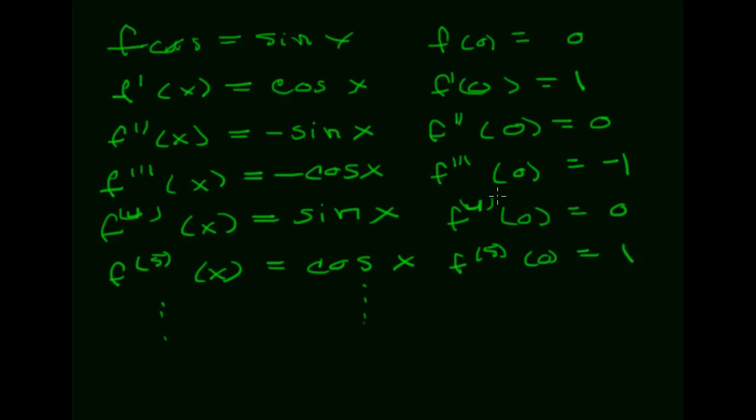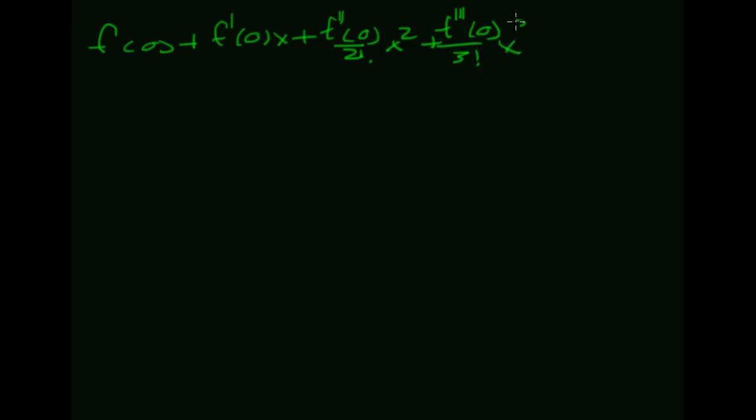Okay, so let's actually build the series that comes out of this. For a Maclaurin series, we should have f of 0 plus f prime of 0 x plus f double prime of 0 over 2 factorial x squared plus f triple prime of 0 over 3 factorial x cubed plus so forth and so on, right? So f of 0 we found was 0. F prime of 0 is 1, so that's just x. This is also 0. This one is -1, so that's going to be x cubed over 3 factorial.